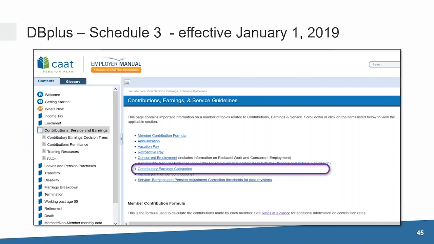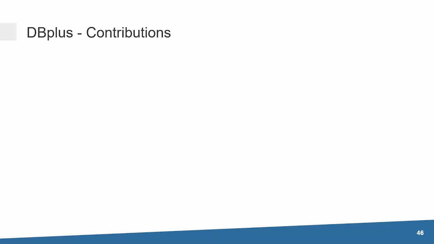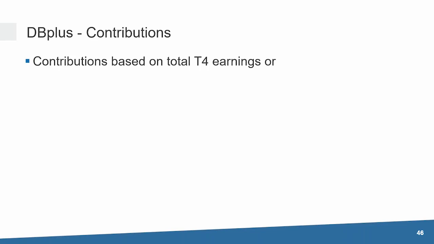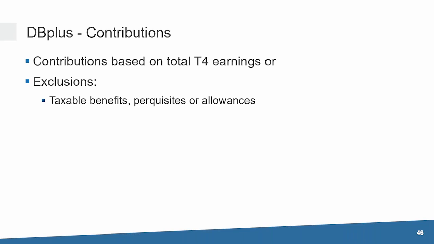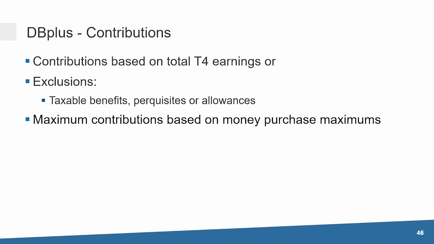Here is where you can locate the Schedule 3 of the contributory earnings for DBplus. Please refer to the Schedule 3 that is effective January 1, 2019. Contributions will be based on total T4 earnings, excluding taxable benefits, perks, and allowances. Similar to DBprime, there will be caps on contributions. The DBplus maximum will be based on CRA's money purchase limits.